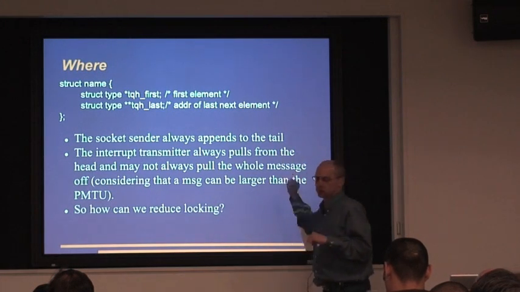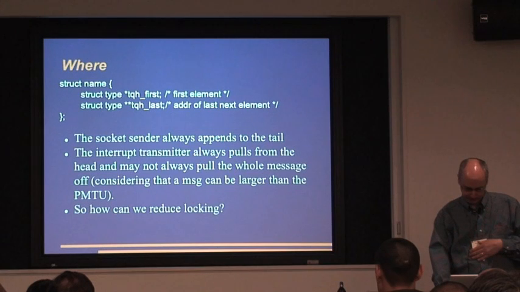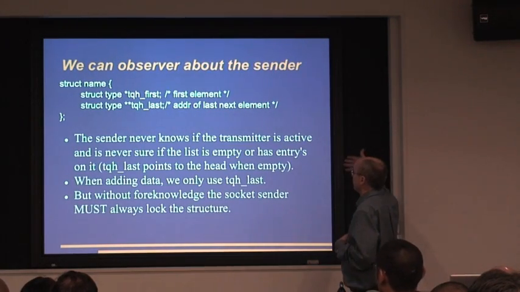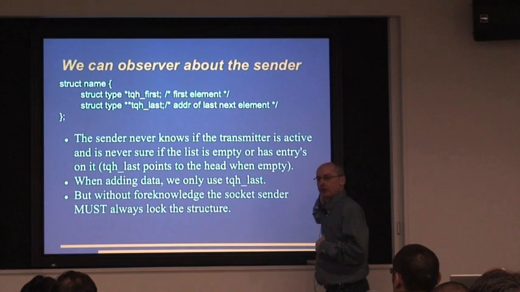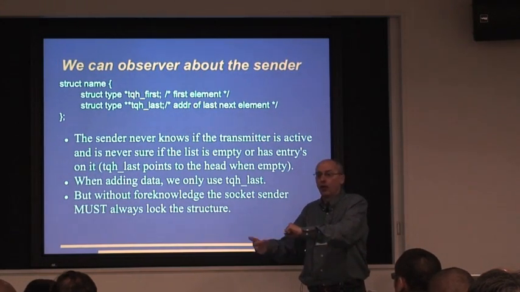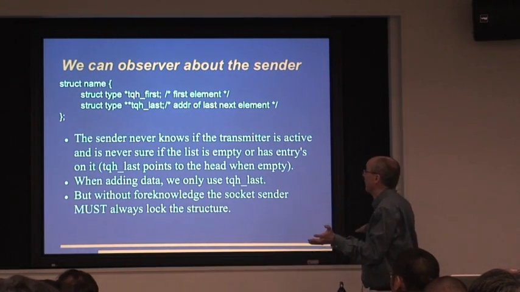So how do we reduce lock contention? After looking at this and thinking about it for a while, I said, well, let's look at the sender. The sender never knows if the transmitter is active. So I'm going to write some data out. I don't know that a SAC's coming in on another processor and he's busy processing. I have no way of knowing that.